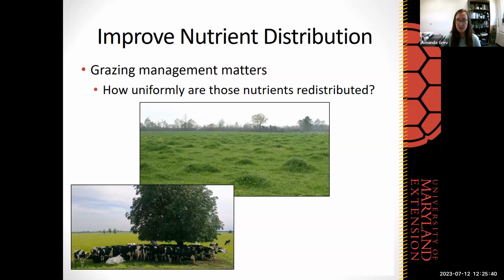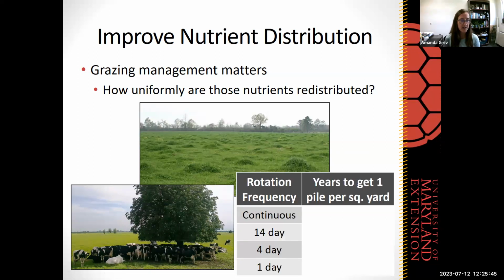And so they've done some work looking at how grazing management plays a role in this. And they've looked at different rotation frequencies.